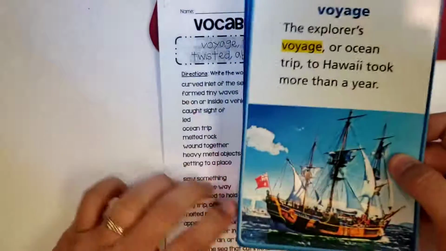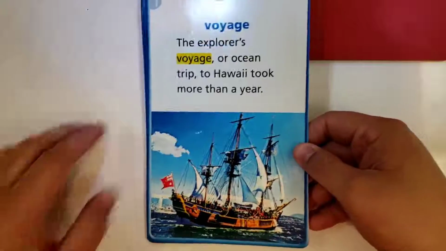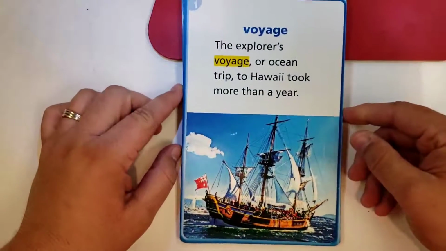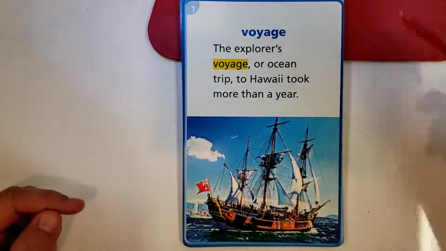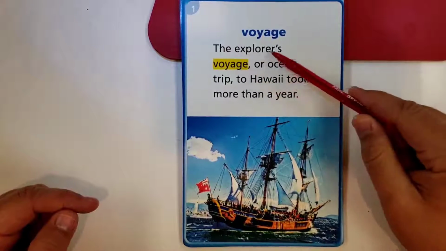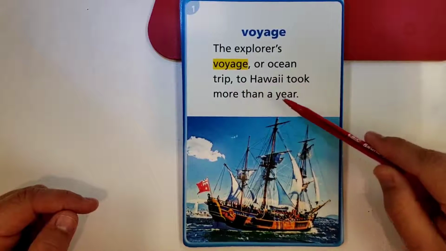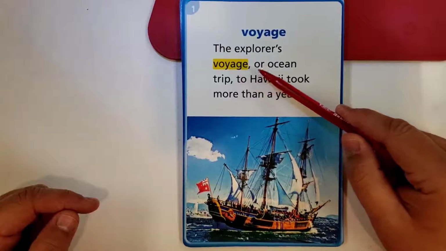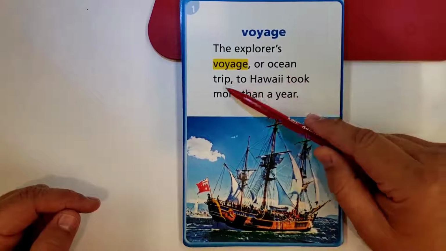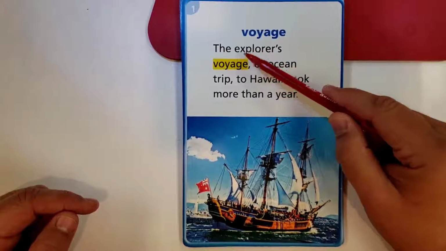So what I thought might be easier, rather than have you go through Think Central, is if we went through some of the vocabulary words together. Our first word is voyage. It says, the explorer's voyage or ocean trip to Hawaii took more than a year. Now, some of you will notice this part right here where it says voyage and then it says or ocean trip. This part, or ocean trip, is talking about the voyage.